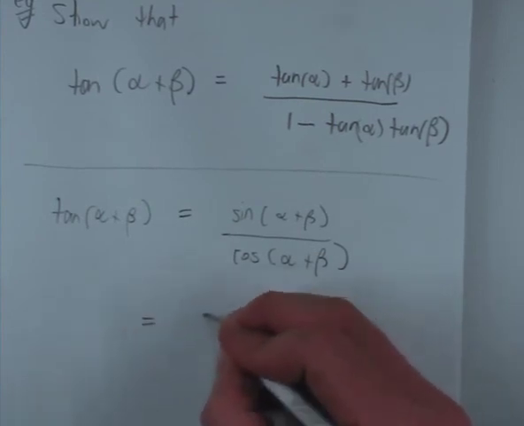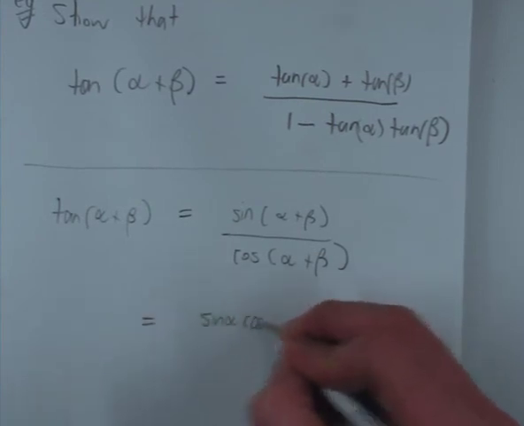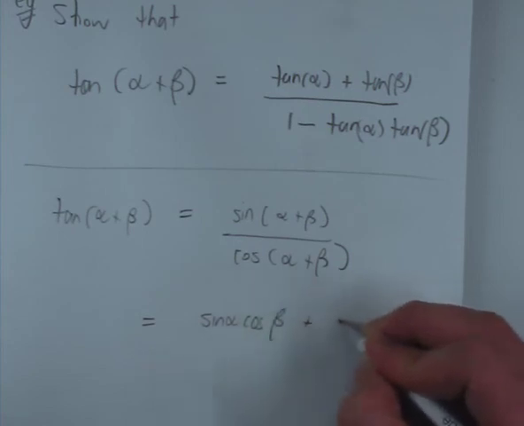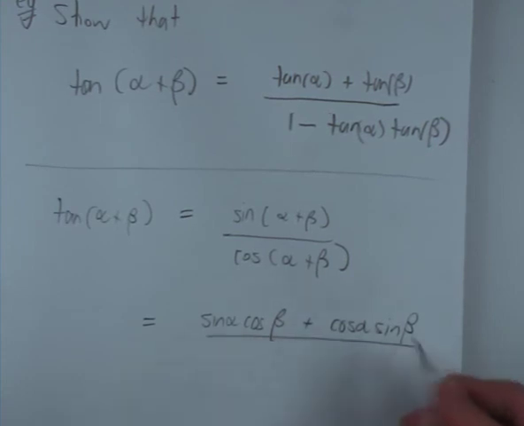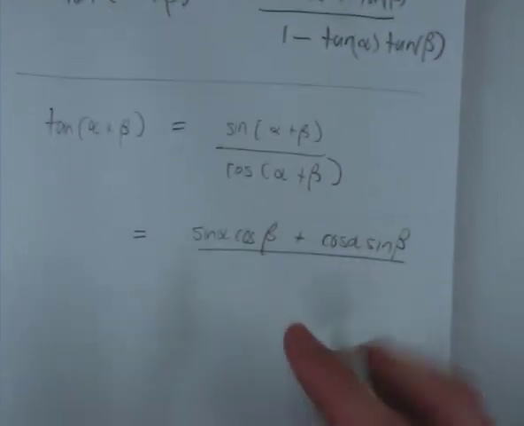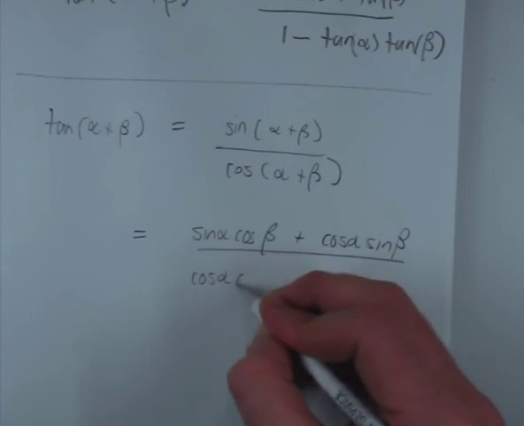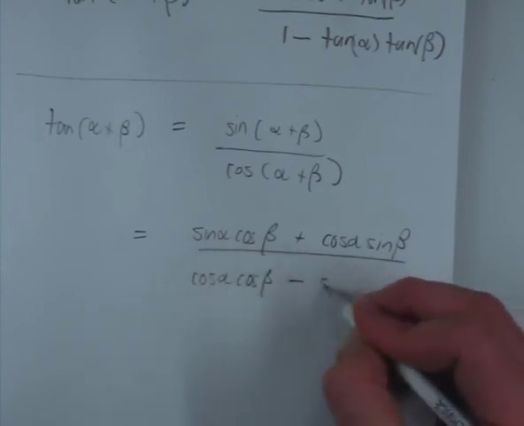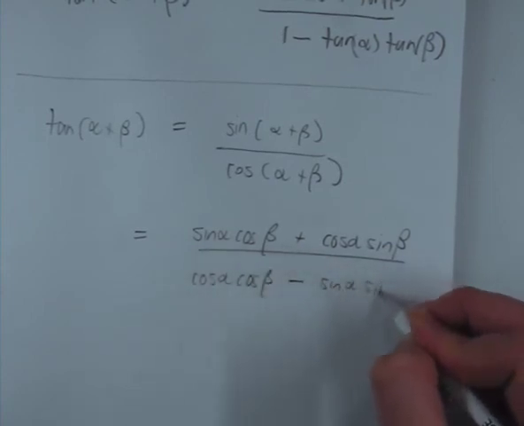that would be sine alpha cos beta plus cos alpha sine beta. And this would be cos alpha cos beta minus sine alpha sine beta.